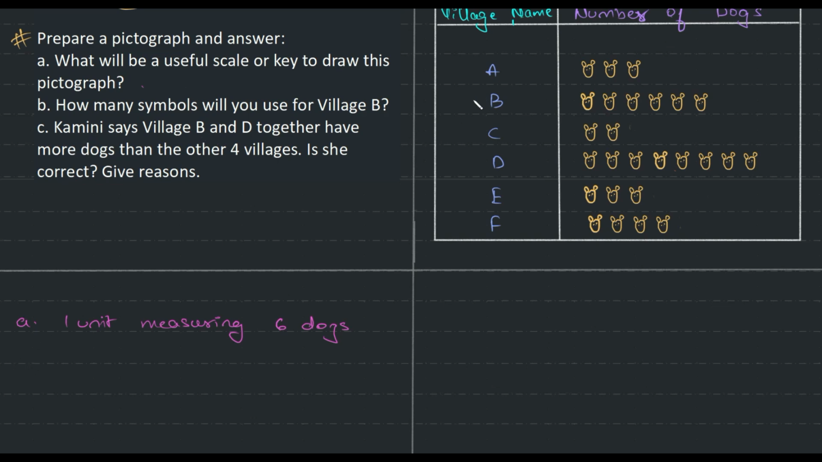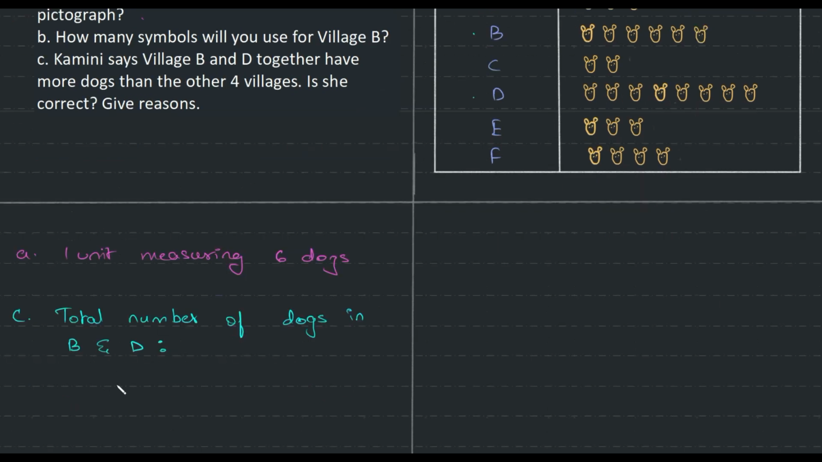Kamini says village B and D together have more dogs than other 4 villages, okay. That we need to figure out. This will answer it systematically. Total number of dogs in B and D would be B and D. So 1, 2, 3, 4, 5, 6, 3, 6, 7, 8. 6 plus 8 into 6.